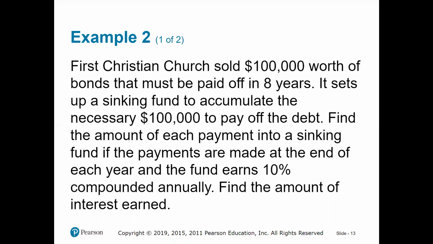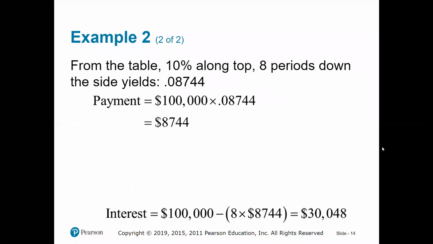First Christian Church sold $100,000 worth of bonds that must be paid off in 8 years. It sets up a sinking fund to accumulate the necessary $100,000 to pay off the debt. Find the amount of each payment into a sinking fund if the payments are made at the end of each year and the fund earns 10% compounded annually. Find the amount of interest earned.